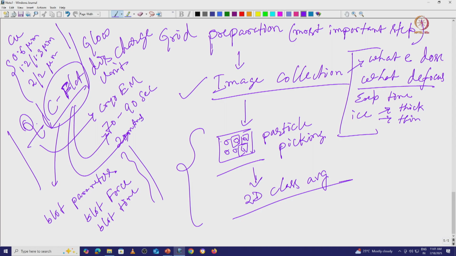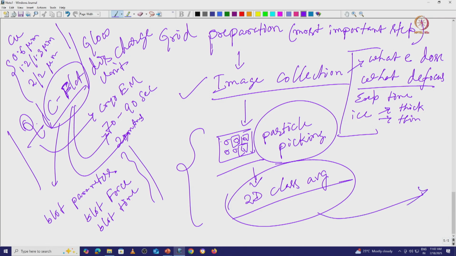After motion correction, we have to perform the particle picking, and then we can go for 2D classification. This is the part where we are entering towards the 3D class, then we will take this and go for 3D classification. So this is 3D reconstruction or 3D structure determination, the 3D calculation. In the next class, we will discuss more about motion correction, particle picking, 2D classification and 3D calculation.